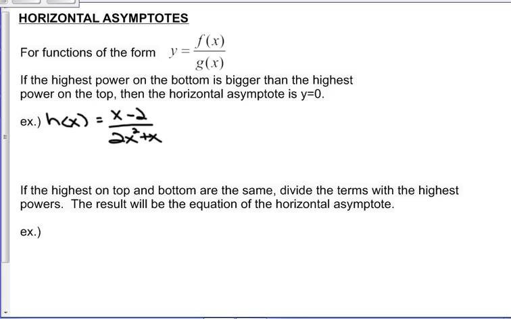Bigger powers on the bottom. As soon as that happens, it's really the bottom that's driving the function as you go towards infinity. So the bottom's getting really, really big. And if the bottom of a fraction gets big, that means we tend towards 0. So what this means is a horizontal asymptote of y equals 0, anytime you see the higher power on the bottom.